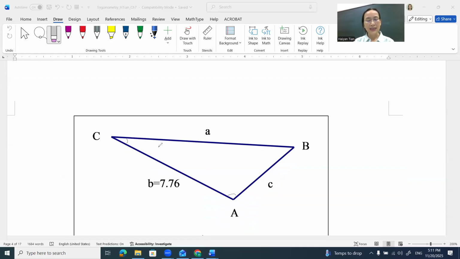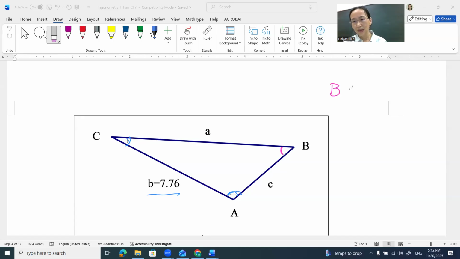So here is the angle given, the other angle given, and side given. You see the side b is between two given angles. So what is not given? What is not given is only one angle to be determined. That's easy to determine, right?